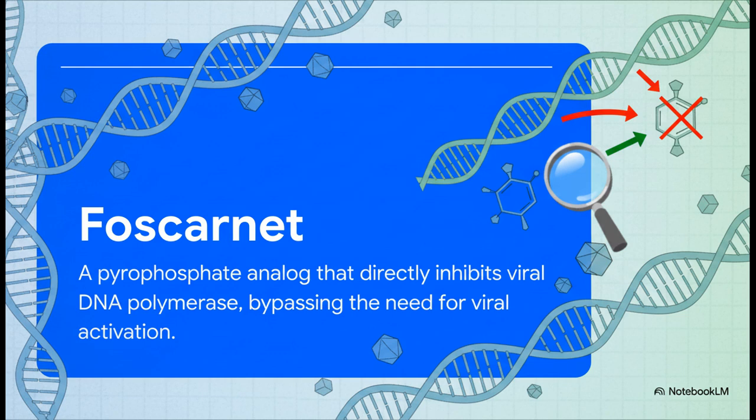Now remember how acyclovir needs a viral enzyme to activate it? It's like a key that needs to be cut by the virus. If the virus changes the lock, that key is useless. Foscarnet doesn't play that game. It's like a master key. It bypasses that activation step and goes straight to the viral DNA polymerase, shutting down replication directly.